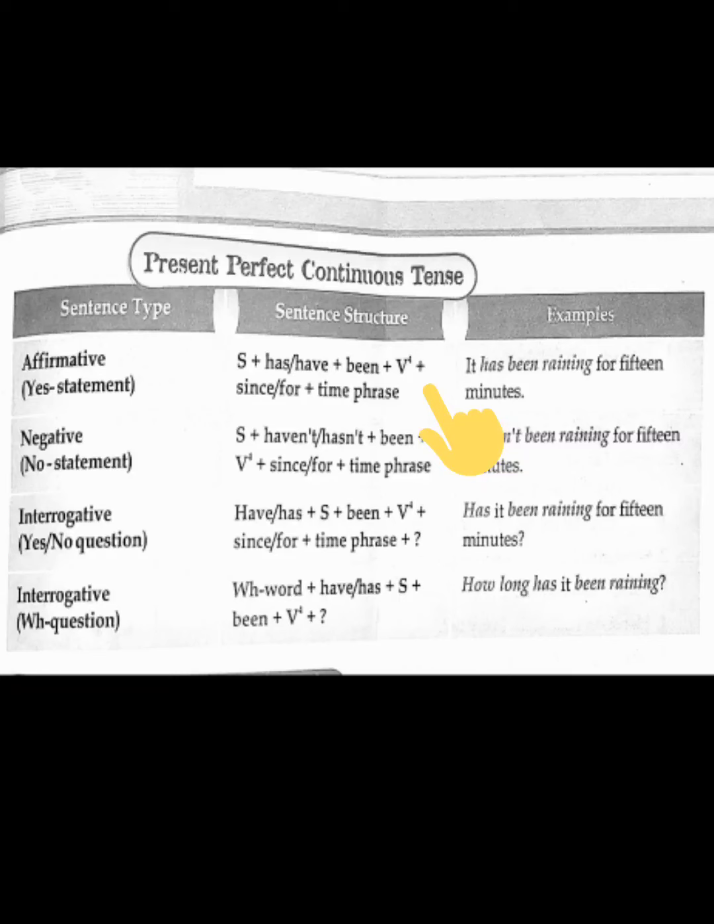Now let's see what happens in a negative sentence. In a negative sentence, it will change like this. Subject plus haven't or hasn't plus been plus verb fourth form plus since or for plus a time phrase. So how will it change? It will change like this. It has not been raining for 15 minutes. So by just adding not, it has become negative. It hasn't been raining for 15 minutes, right?